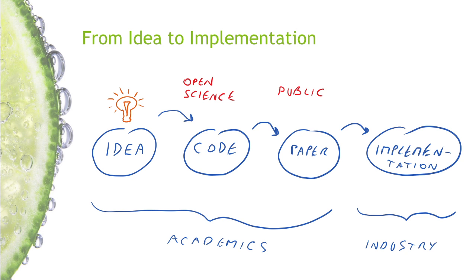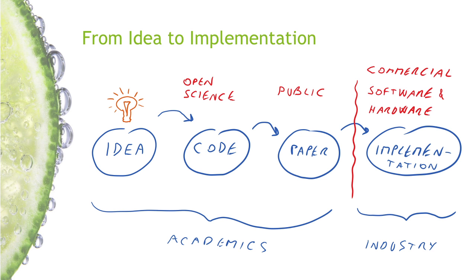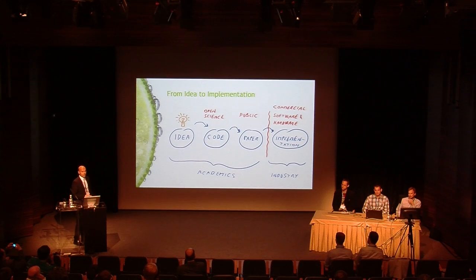And if you do open science, then your ideas are clearly exposed because you publish your code. Your paper is for sure public. It can be open access or not, but it is public. But your ideas are implemented usually by someone else who needs to see your idea, and it is implemented in commercial, closed software and closed hardware. So what is the problem?